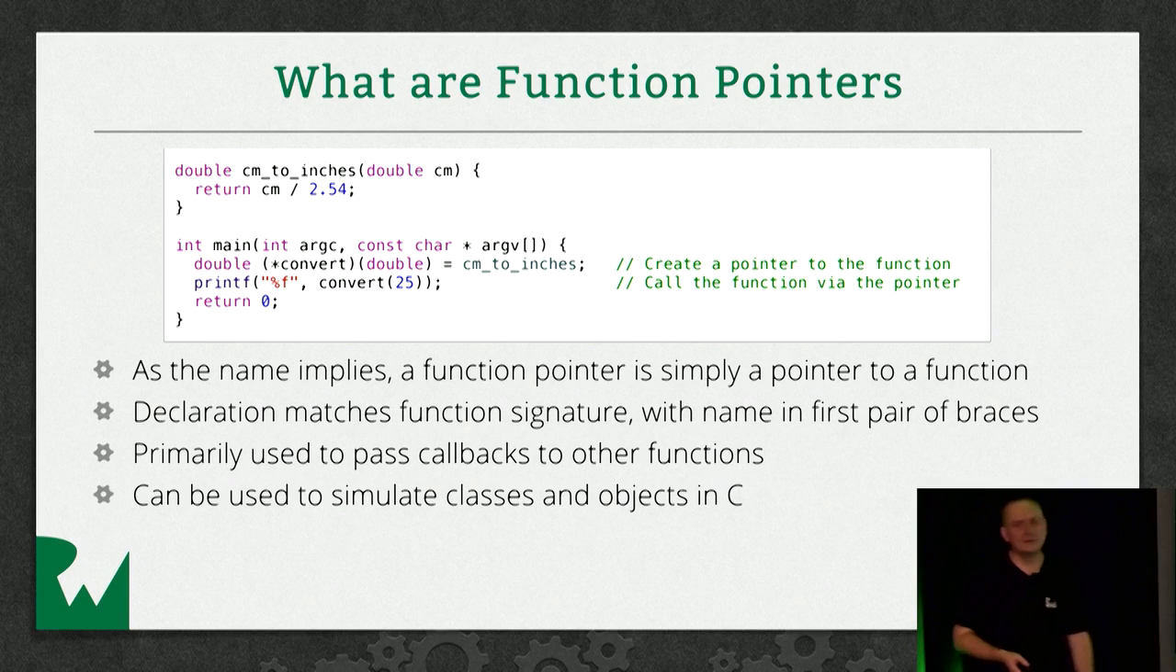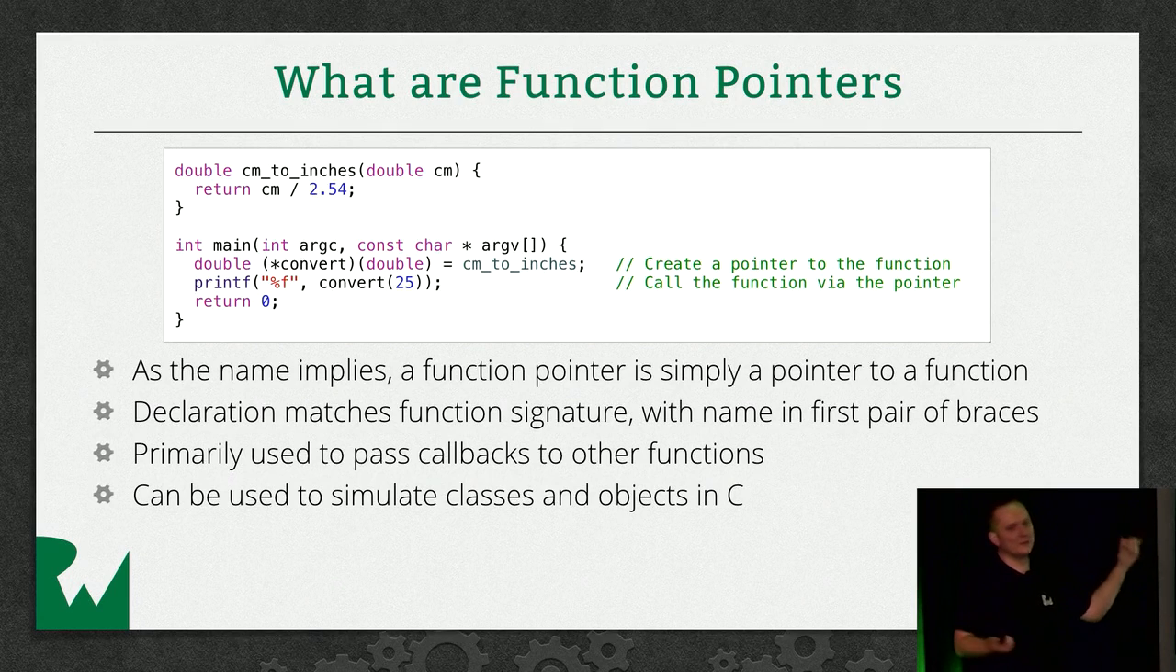So for those that have never used function pointers, what is a function pointer? Well, as the name implies, it's simply a pointer that points to a function. Because if you remember from the beginning, a pointer simply stores the memory address of some other object or type, and when your code runs, a function will have a memory address, so we can have a pointer that will point to that function.